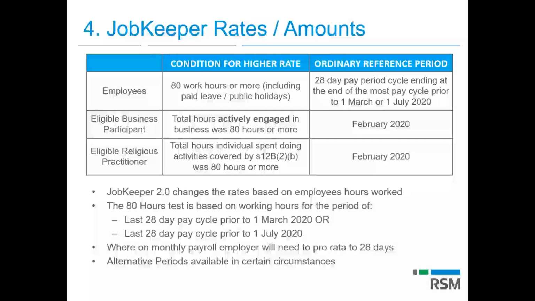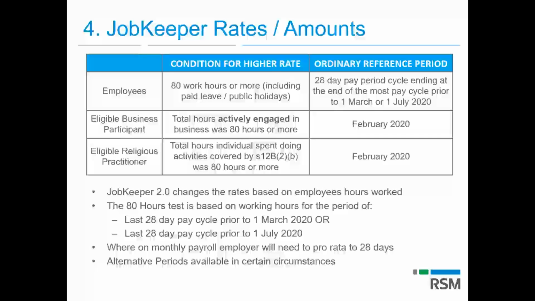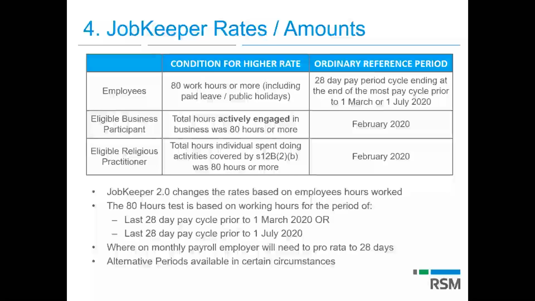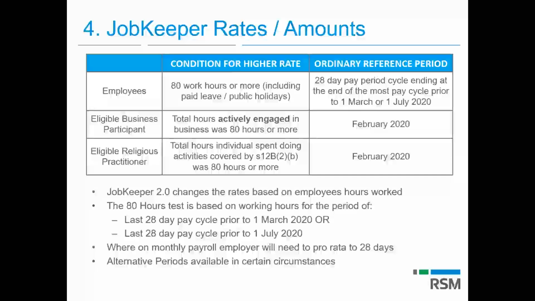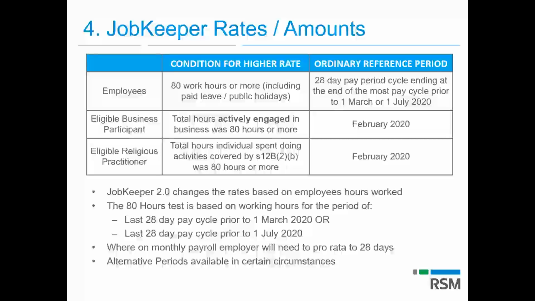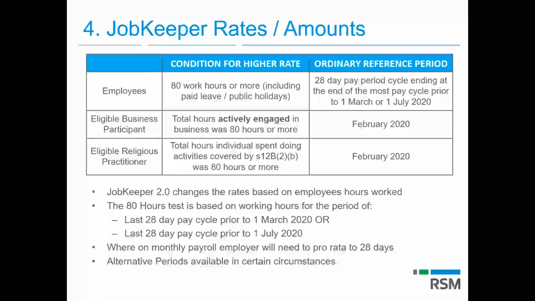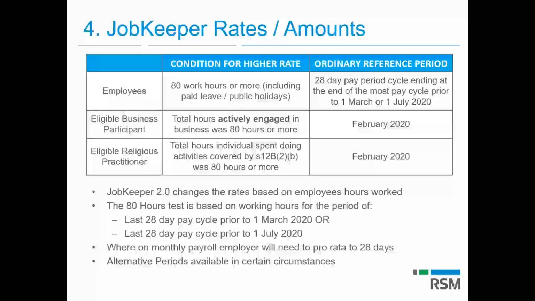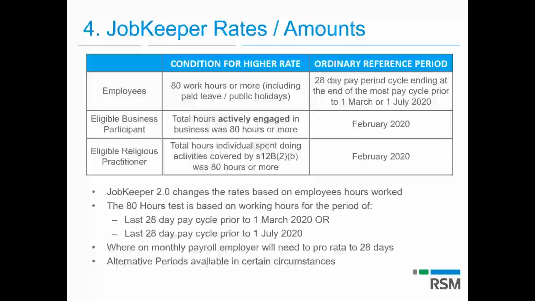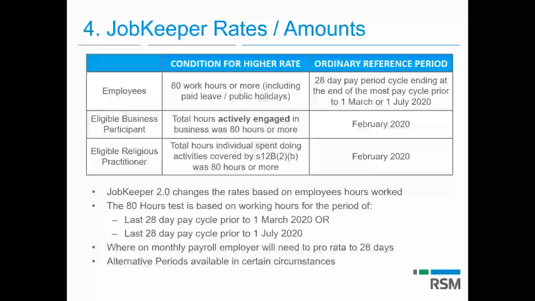JobKeeper 2 changes this. It provides for 2 payment periods and 2 different rates for each payment period. Which rate applies depends on the number of hours worked by the eligible employee or the number of hours in which an eligible business participant is actively engaged in the business. Active engagement includes actively operating the business or undertaking business development or regulatory activities.